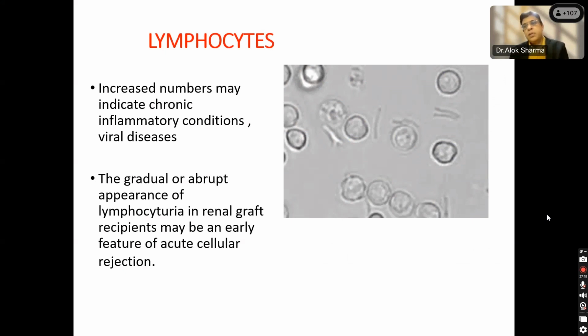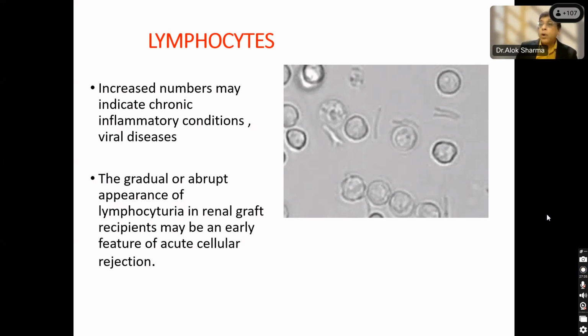In Delhi we have the seasons of dengue and other seasonal viral infections. When you do urine in a lot of these patients, you will get a lot of lymphocytes. You have lymphocytosis in the urine. So that's one common condition where you get increased lymphocytes.